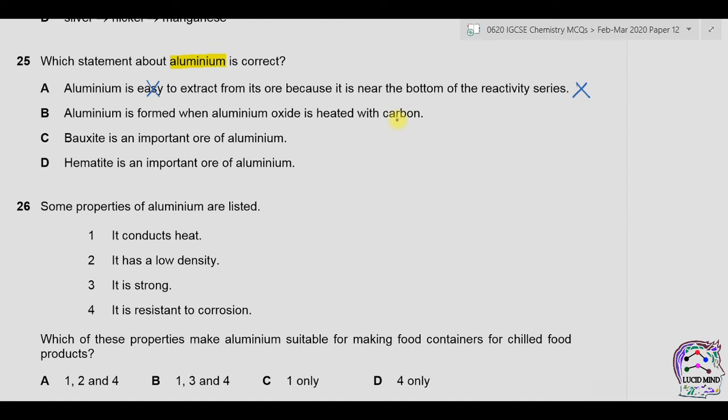Now carbon is below aluminium in the reactivity series, so therefore carbon cannot reduce aluminium oxide to aluminium metal. So B is incorrect. C. Bauxite is an important ore of aluminium. The formula of bauxite is Al2O3 and this is the ore of aluminium, so therefore it is correct. D. Hematite is an important ore of aluminium. The formula of hematite is iron oxide, Fe2O3. So therefore this is incorrect. So correct option is C.